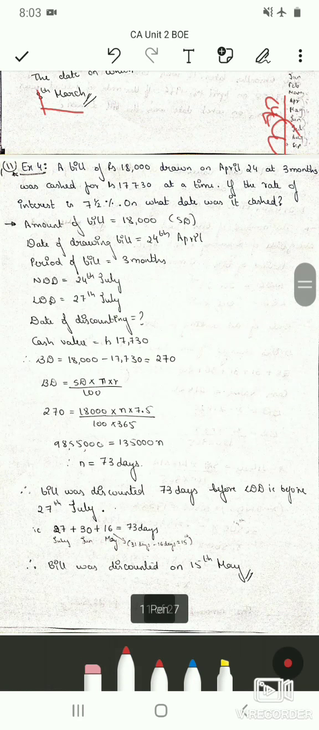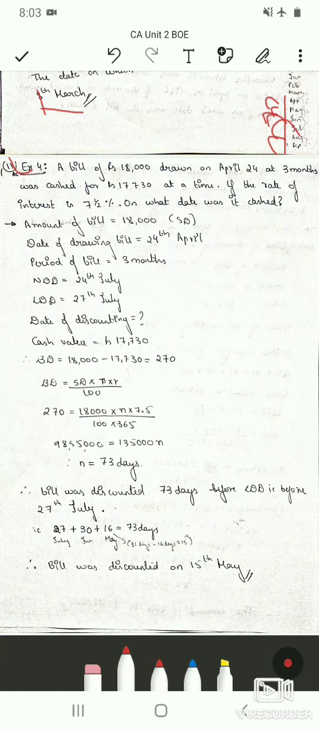So the fourth problem is a bill of rupees 18,000 drawn on April 24 at 3 months was cashed for rupees 17,730 at a time. If the rate of interest is 7.5%, on what date was it cashed?